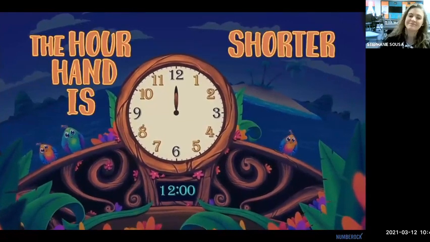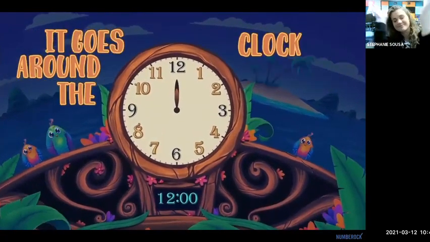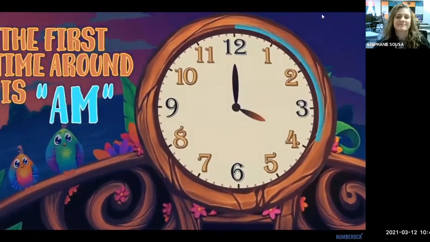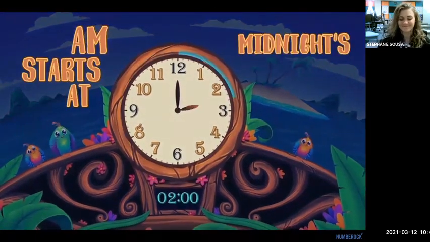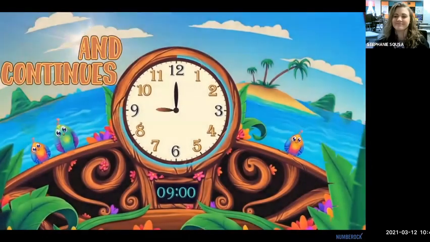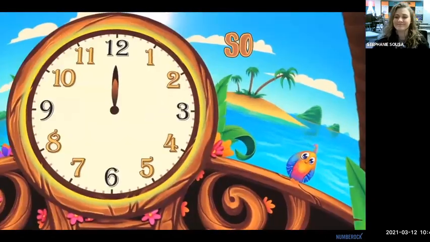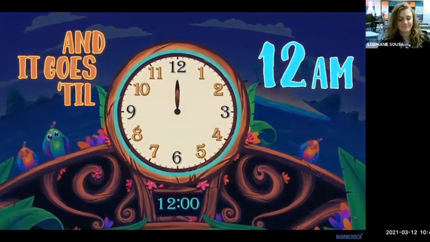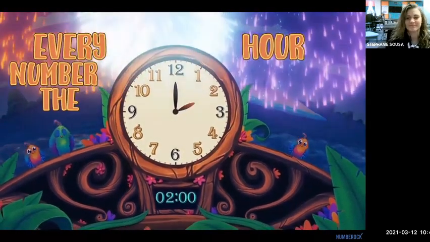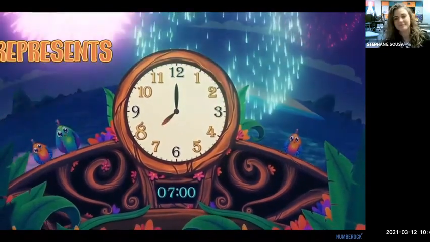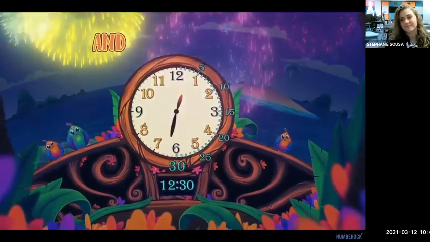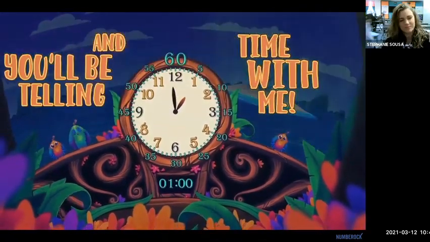The hour hand is shorter always, it goes around the clock twice each day. First time round is AM, the second time it's called PM. AM starts at midnight's moon and continues until noon, so we call noon 12 PM, and it goes till 12 AM. Every number the hour hand goes by represents 1 hour of time. Then count the minutes out of 60, and you'll be telling time with me.